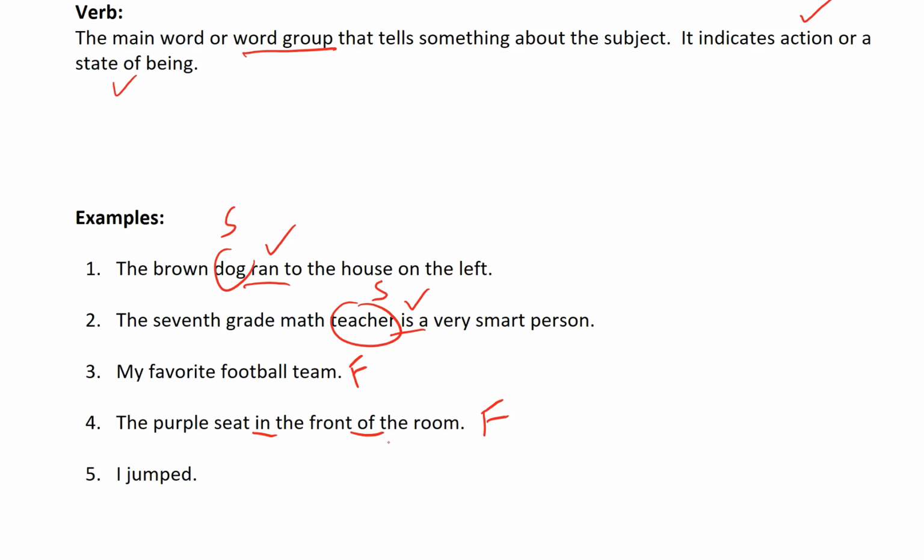And then finally, number 5, I jumped. That may seem too short to be a sentence, but believe it or not, it is. I is your subject and jumped is your verb, specifically an action verb.